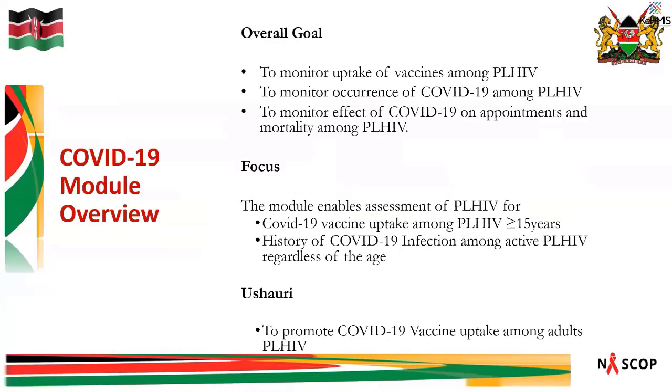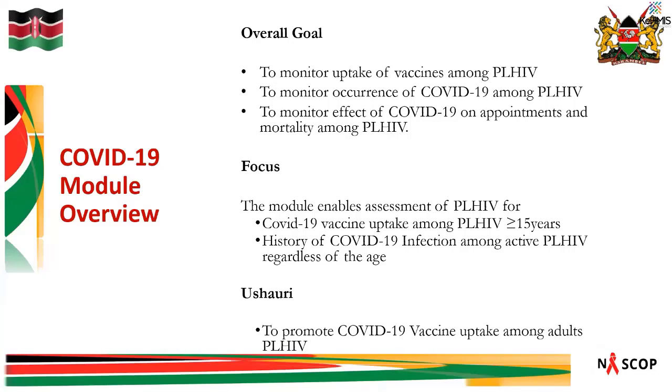Starting with the overall goal of this module, it's helping us monitor the uptake of vaccines among the people living with HIV. Again, it's helping in monitoring the occurrence of COVID-19 among the PLHIVs, as well as in monitoring the effect of COVID-19 on appointments and mortality among the people living with HIV.